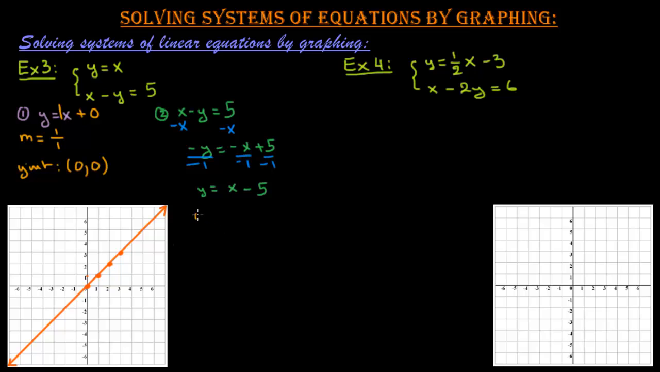So what is my slope? Slope is 1 over 1. So my y-intercept is (0, negative 5). So here we go, (0, negative 5) is down here. And go up 1 over 1, up 1 over 1, up 1 over 1. Connect all three dots together, and you will have the equation look like this.